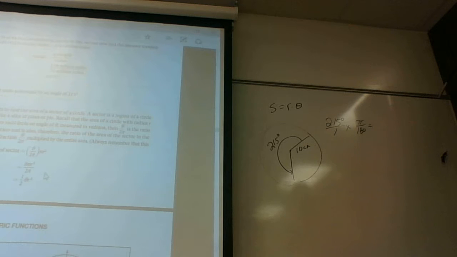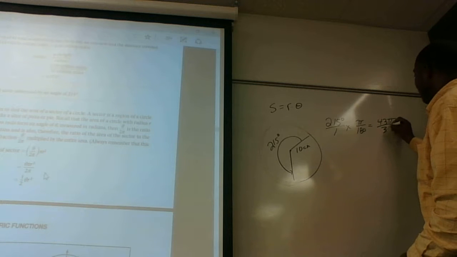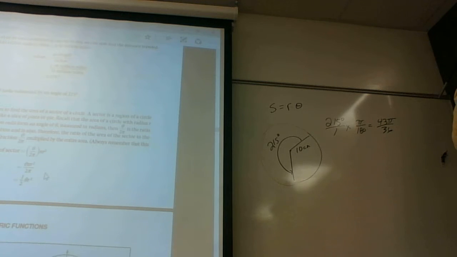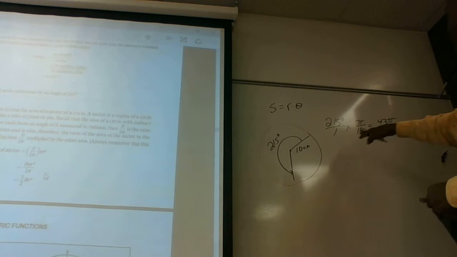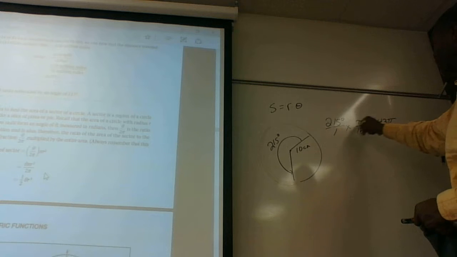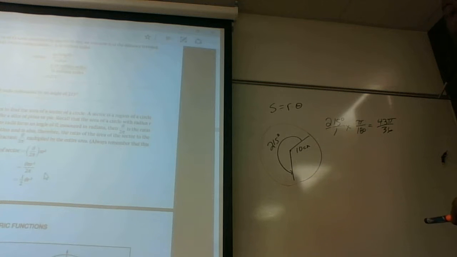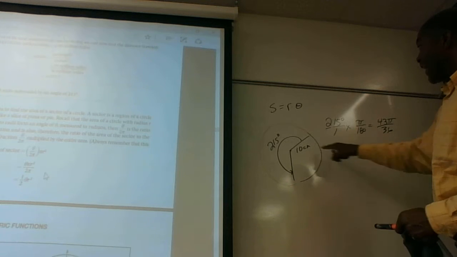If you reduce it, you would get 43 pi over 36. If you don't believe me, 5 will go into both of them. 5 will go into 20 4 times, 5 will go into 15 3 times, 5 will go into 18 3 times with 30 left over, 5 will go into 36. So now I have my radians. I can use this formula.